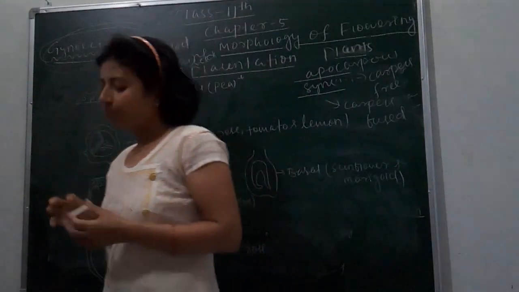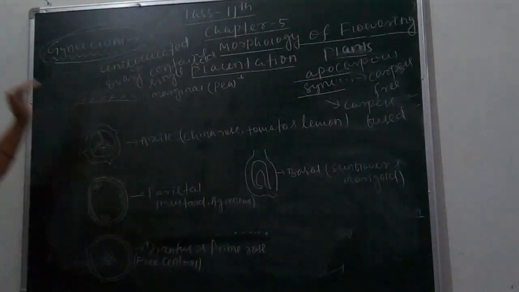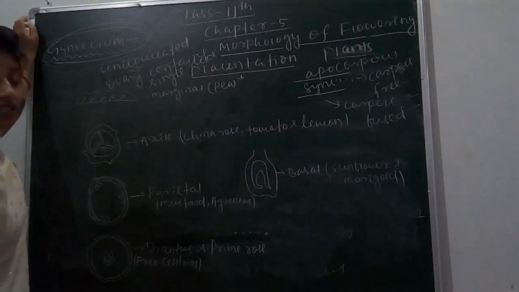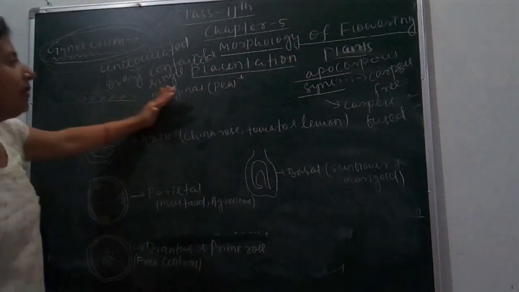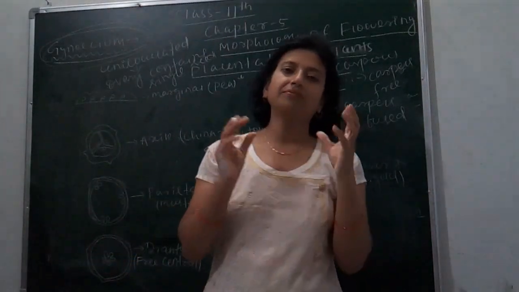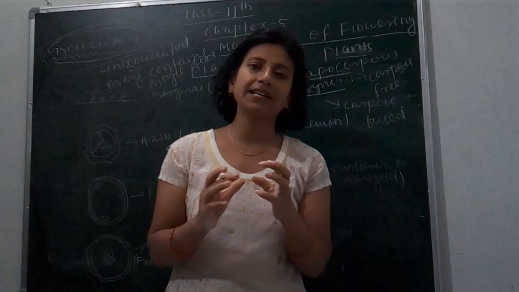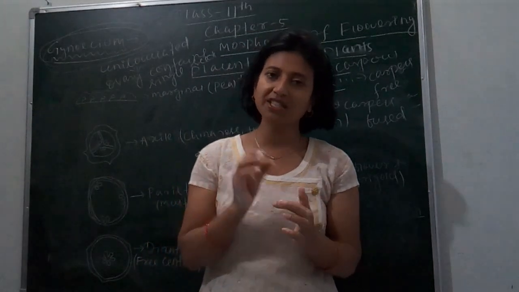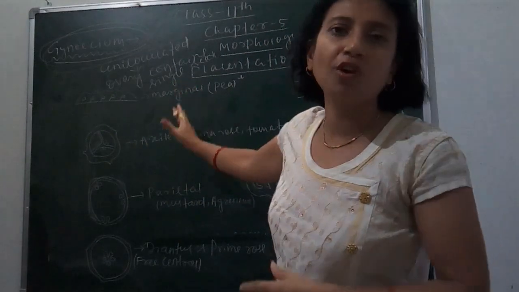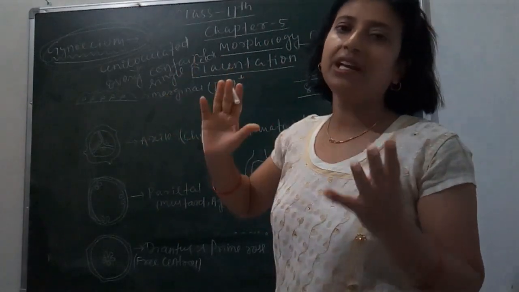So now I am going to teach you about placentation. Let's understand what is placentation. Placentation means arrangement of seeds inside the ovary. On this basis, it is of 4 types. How many types? 4 types.